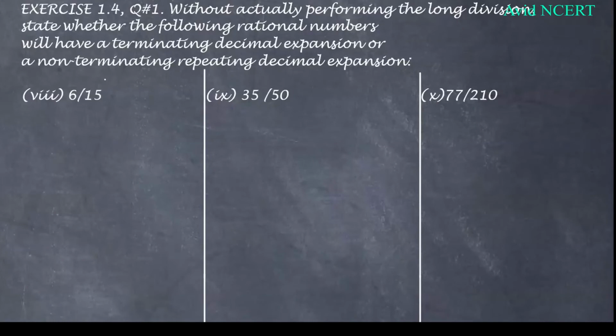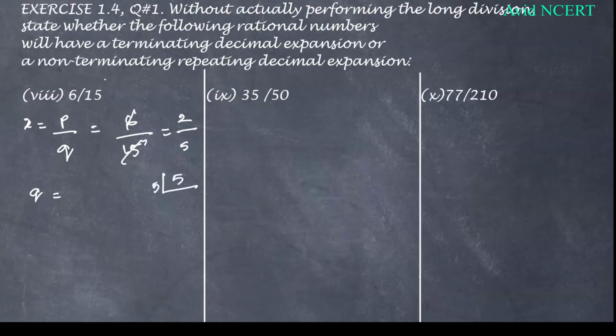So for the eighth problem, 6 by 15, let's solve it. The first step is x equals p by q, which is 6 by 15. If you are able to simplify this, you can simplify it because it makes the steps easier. Both are a multiple of 3. 3 twos are 6 and 3 fives are 15. So we have got p by q as 2 by 5. Now we have to find the factor for q, which is 5. 5 is a prime number and it is multiplied only by 5. So 5 ones are 5. Therefore the factor for q is 5 power 1.